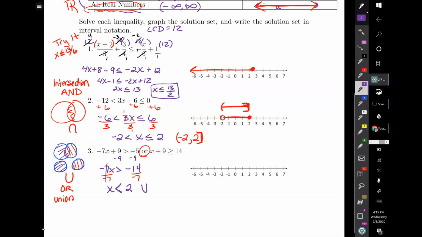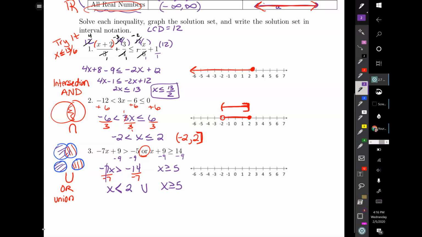The other side of the problem here reads, or x plus 9 greater than or equal to 14. So we're going to subtract 9 from both sides, and we end up with x greater than or equal to 5. Now be careful, I didn't multiply or divide by a negative, I just subtracted, something that's different. I just leave it as is. So we're just going to bring that a little further down here. So now I have x is less than 2, union x is greater than or equal to 5.